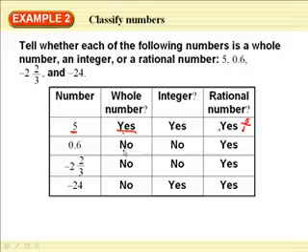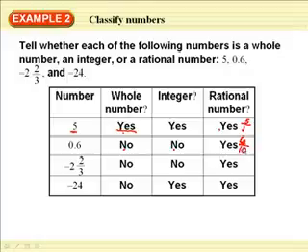It's not the whole thing. It's not an integer because it's not a negative or the positive, the numbers, nothing in between. And it is a rational number because point 6, the correct way to say it is 6/10, and 6/10 is a fraction. So we can write it that way.